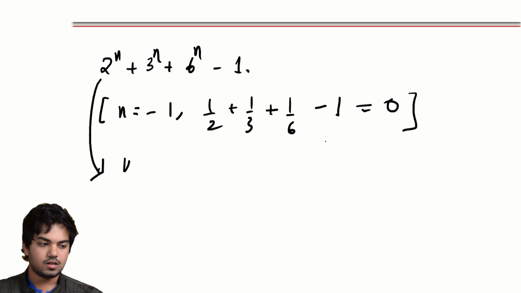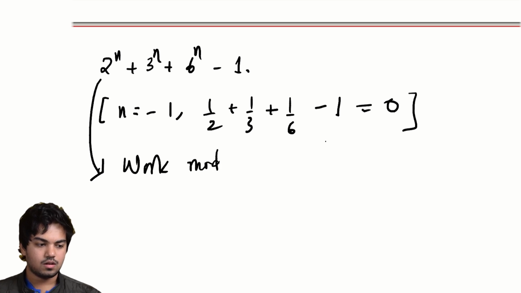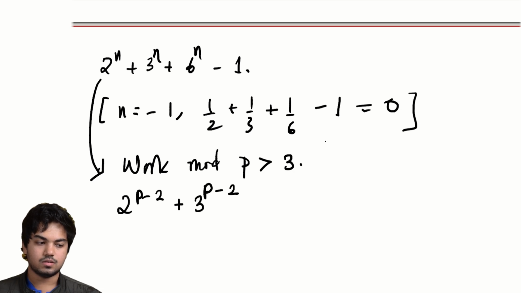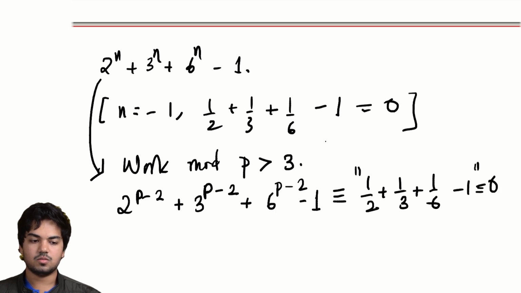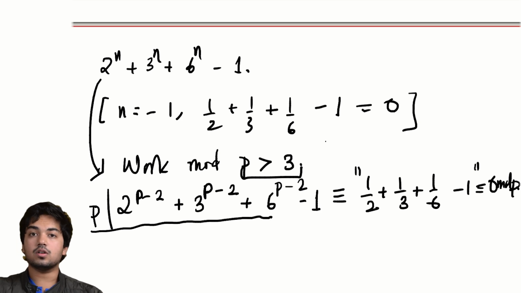We work modulo a prime p for any p greater than 3. Then 2^(p-2) plus 3^(p-2) plus 6^(p-2) is what? Half plus 1/3 plus 1/6, and if I go minus 1, hence 0 mod p. So any prime greater than 3 divides some member of the sequence.